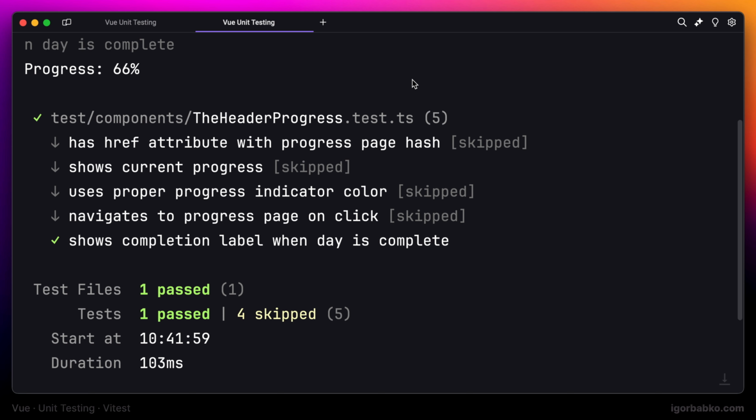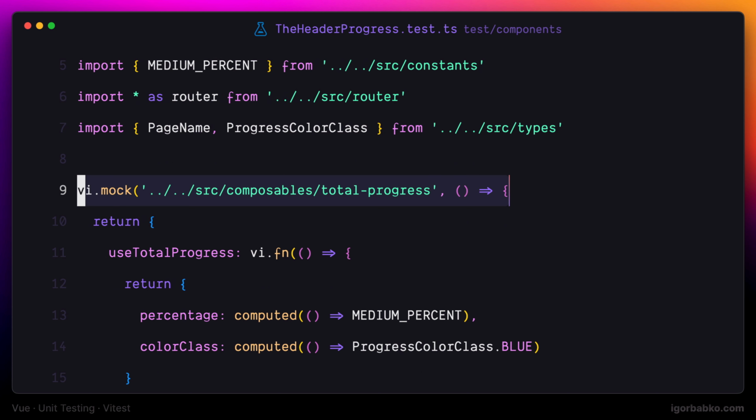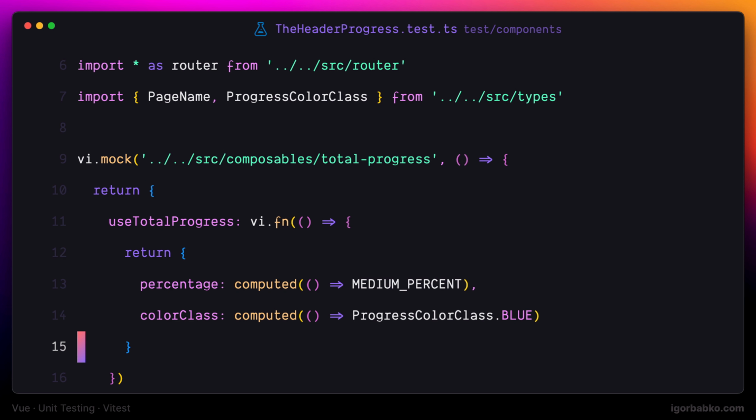And the reason why it shows current progress is because when we mocked the module earlier, and also mocked the return value of the useTotalProgress function from that module, we specified that the computed property percentage should contain a value which corresponds to the medium percent constant, which is 66%.